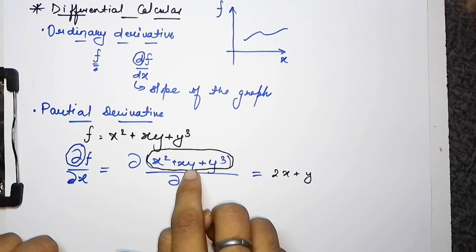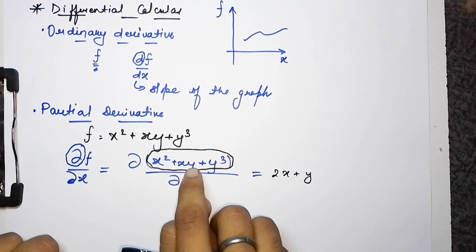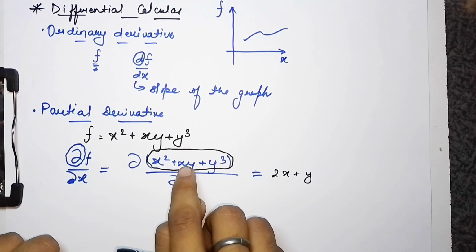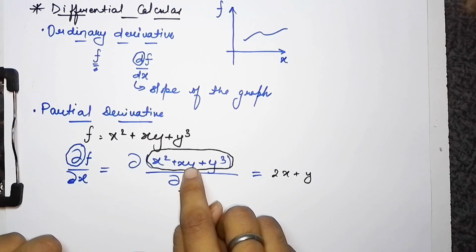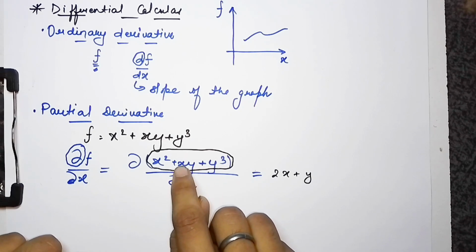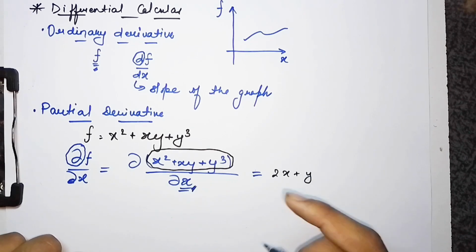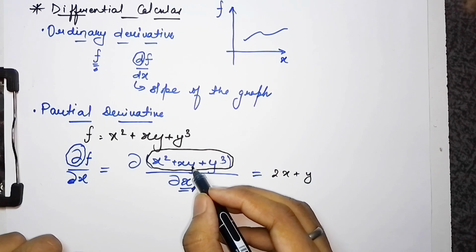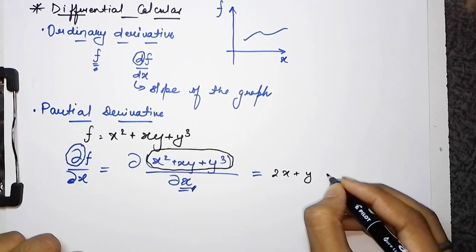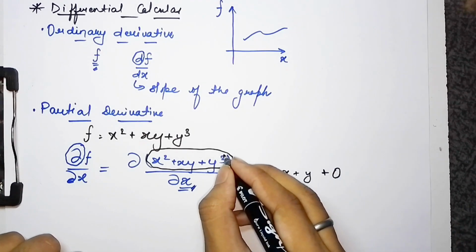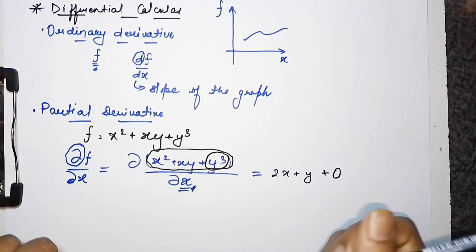Why would it be y? Because, as we all know, the derivative of xy would be y. The reason is that here y is constant and it is treated as any random scalar, and x is a variable. So when we take the derivative of yx or xy with respect to x, then we get y. Now y cube would be 0, since this complete thing is a constant.